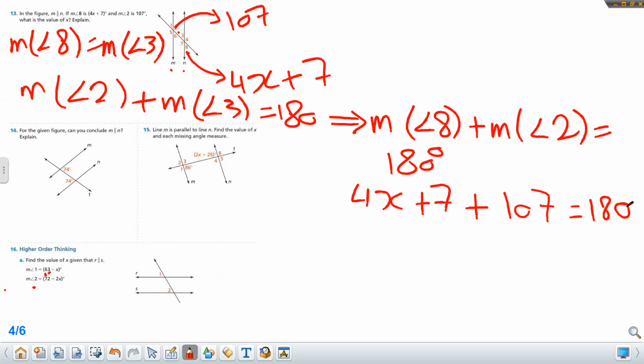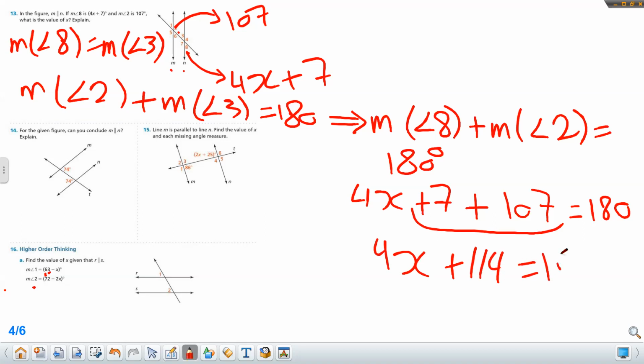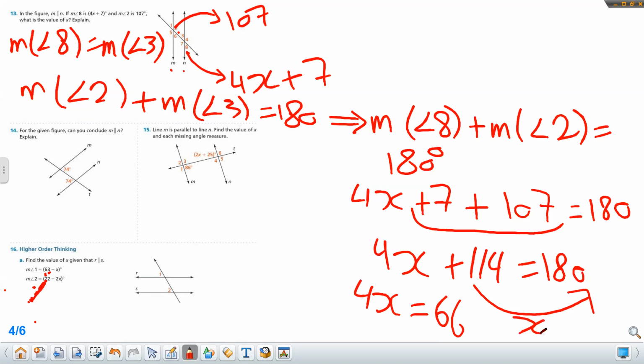Then you can solve it as an equation. Collect 7 and 107. Then 4x plus 114 equals 180. Move 114 to the other side. Then 4x equals 66, which is 180 minus 114. Then divide by 4. Then x equals 16.5. Okay, this is number 13.